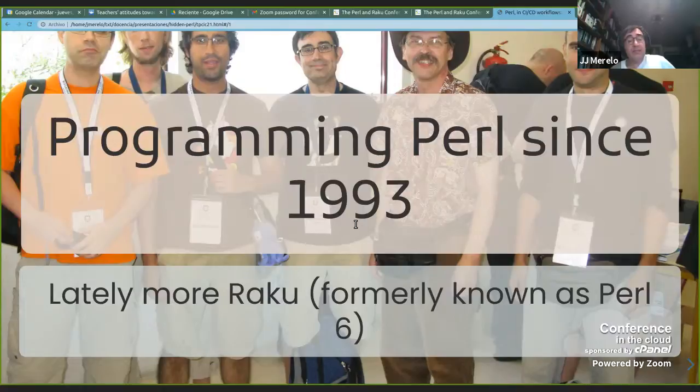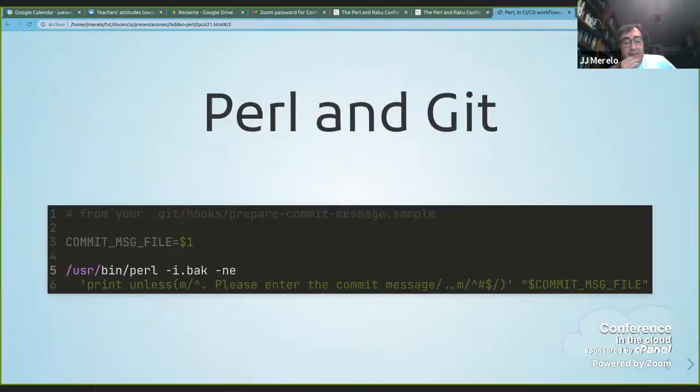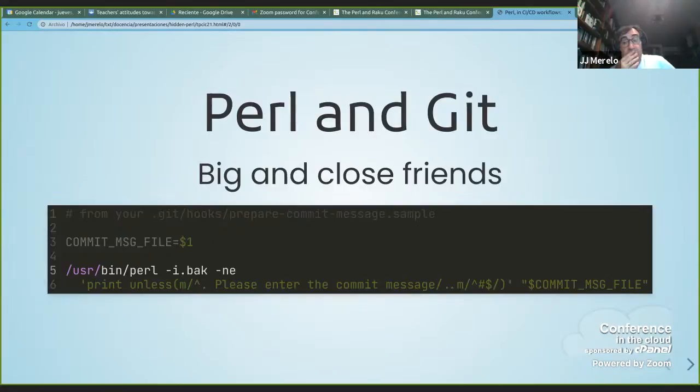And then in retrospect, I found out that it wasn't so far-fetched to think that Perl was going to be there. First and foremost, Perl and Git are very close friends. A part of Git is written in Perl. And actually, whenever you download a repository or initiate a repository with Git, it's going to include some Perl code in your repository, right?